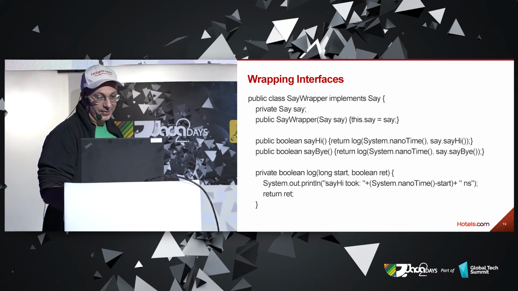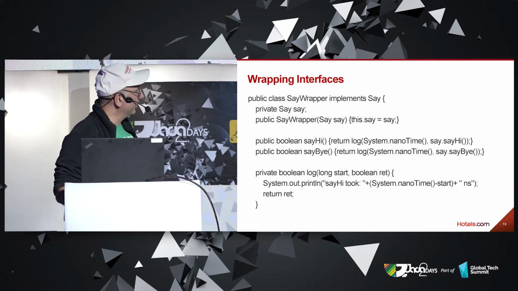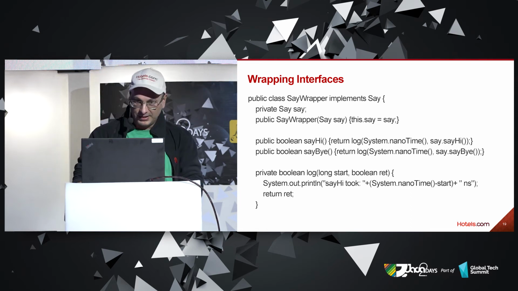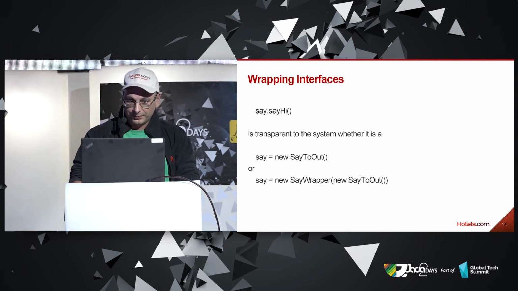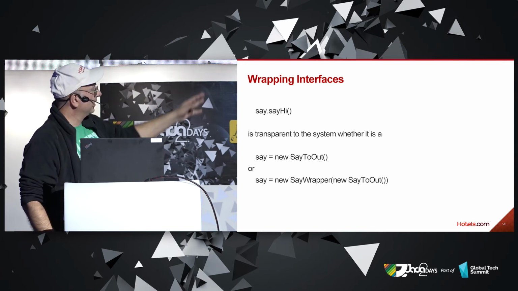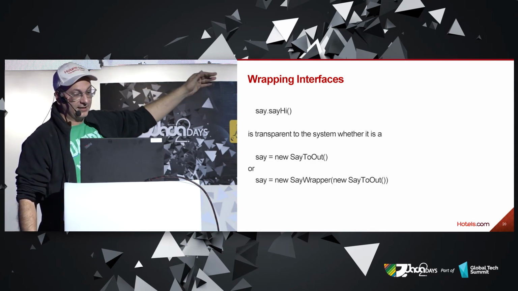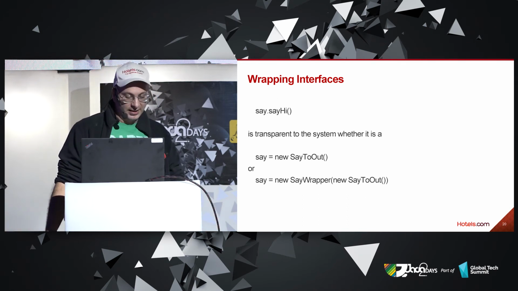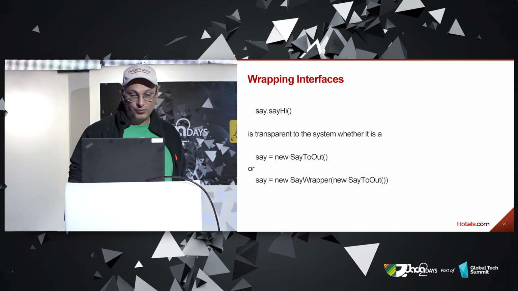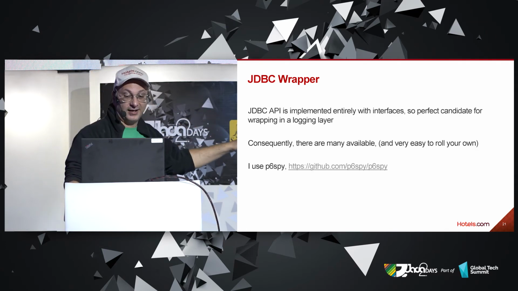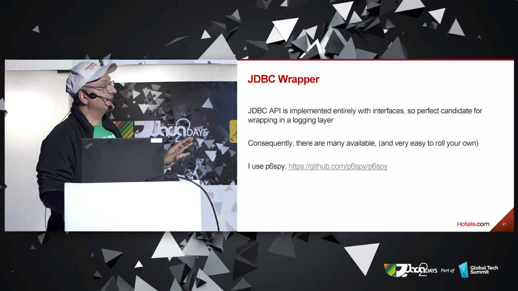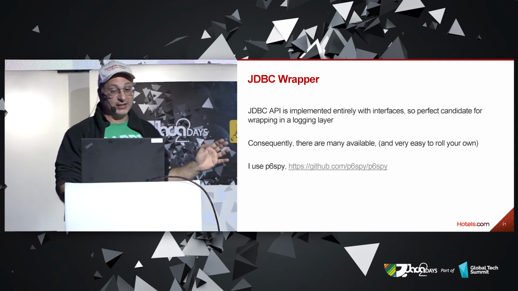And there we go. The wrapper code, as you can see, looks straightforward. Sorry, let me just make that a bit bigger. Really straightforward. And the second set of code, you've got no idea that say is a wrapper. It's all transparent. So the reason I did that quick run through is because the JDBC API is completely or almost entirely implemented with interfaces.